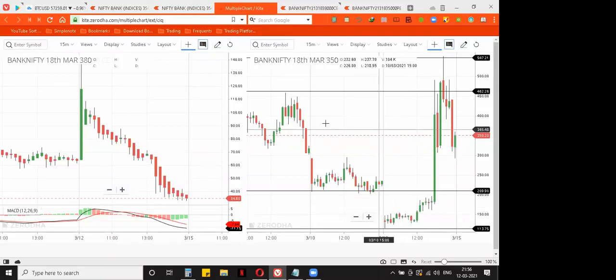This is what I did for today's trade. I had an entry at around 140 rupees. And I ended up closing the trade at around 540.